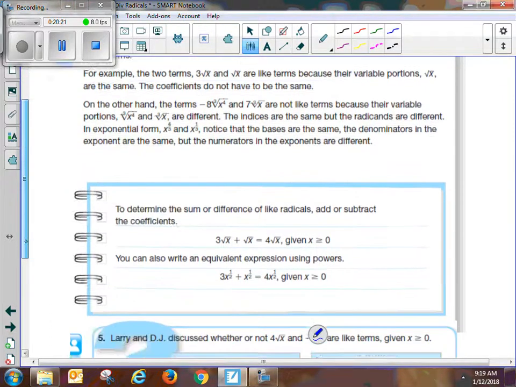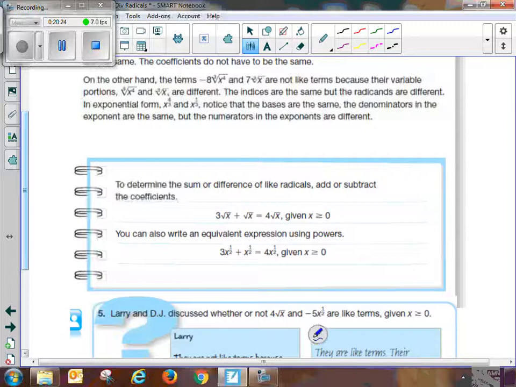Not going to chat long on this, but I wanted you to see this. Would you agree that you wouldn't even think twice? 3 root x plus 1 root x is 4 root x, right? So when you have the fraction power like this, 3x to the half plus 1x to the half is 4x to the half. It's still those same rules.